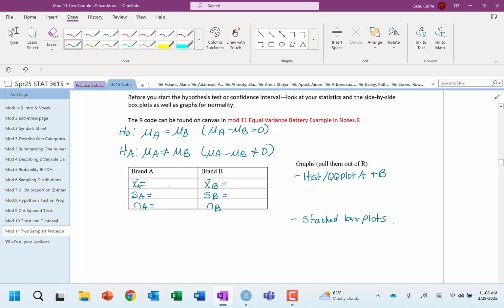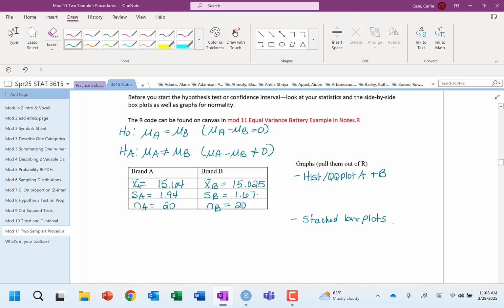The sample mean for A is 15.64. Sample standard deviation was 1.94. Sample size was 20. For brand B, it's 15.025. Sample size was 20. And sample standard deviation was 1.67.